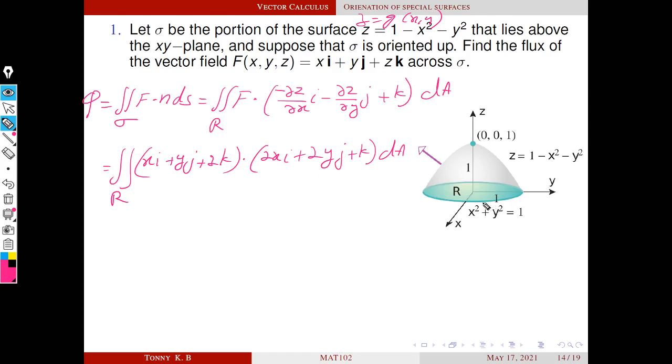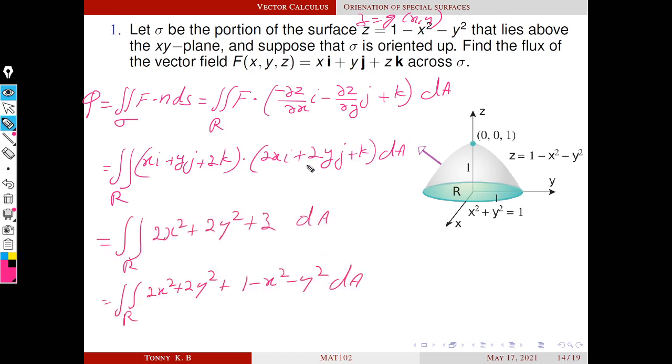Okay. So we know how to evaluate our double integral. Better we use the polar form because it's a circular region. By taking the dot product, this becomes 2x square plus 2y square plus z. And it is given that z is equal to 1 minus x square minus y square. That is our surface. So by substituting this value for z, this becomes this quantity plus 1 minus x square minus y square. So what happened? This becomes 2x square minus x square, that is x square. So this is equal to the double integral over R of x square plus y square plus 1 dA.